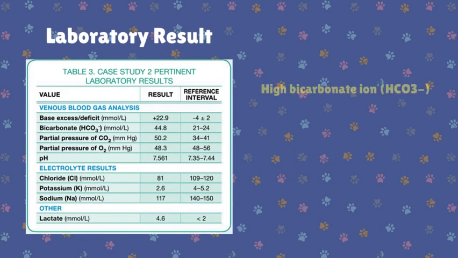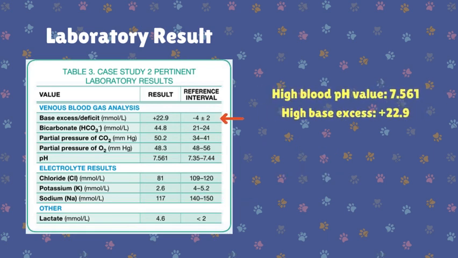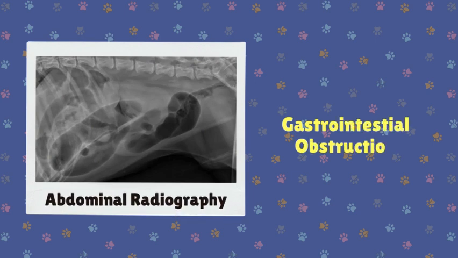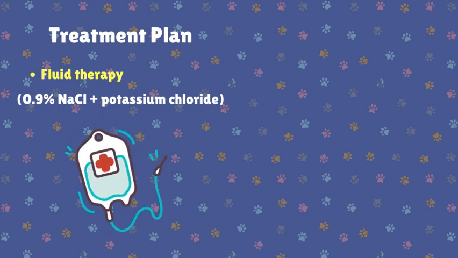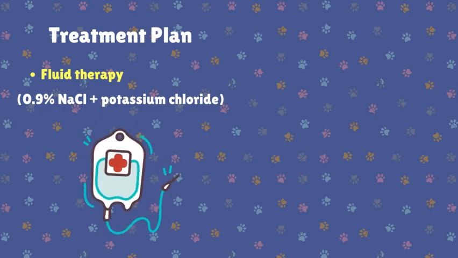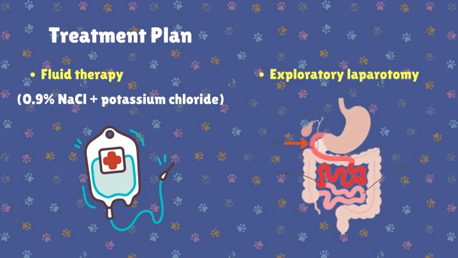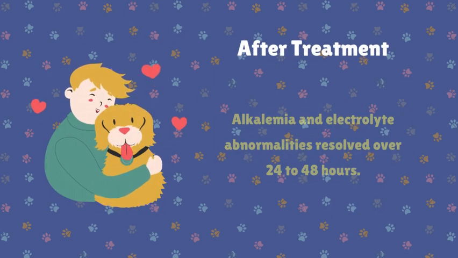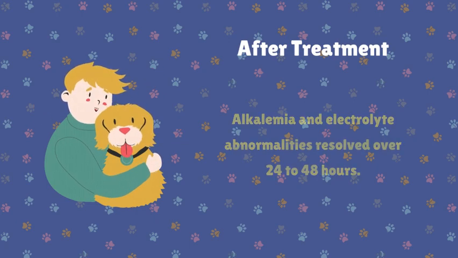The dog had a high bicarbonate ion level in the blood, with low chloride, potassium, and sodium ions due to loss in vomitus. The high base excess indicated the metabolic alkalosis. Abdominal radiographs revealed a proximal GI obstruction. After stabilization with fluid therapy containing saline and potassium chloride to replace fluid loss and electrolyte imbalance, an exploratory laparotomy was performed. A cloth foreign body was removed from the proximal duodenum. After the treatment of alkalosis, the alkalemia and electrolyte abnormalities resolved over 24 to 48 hours.